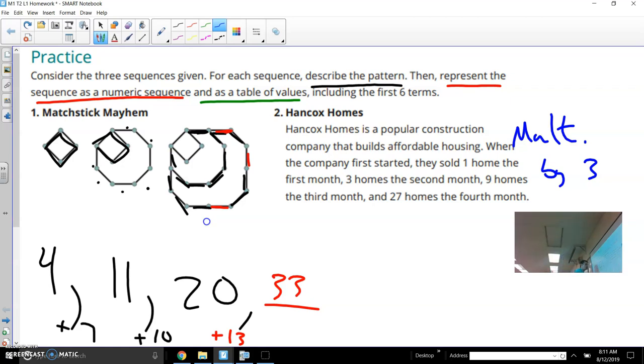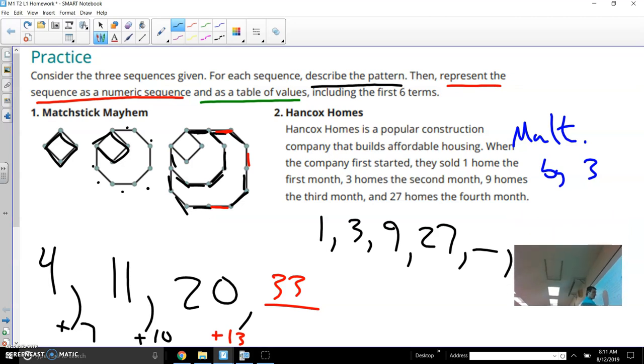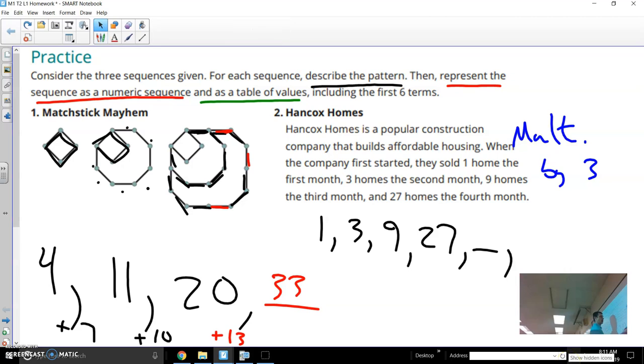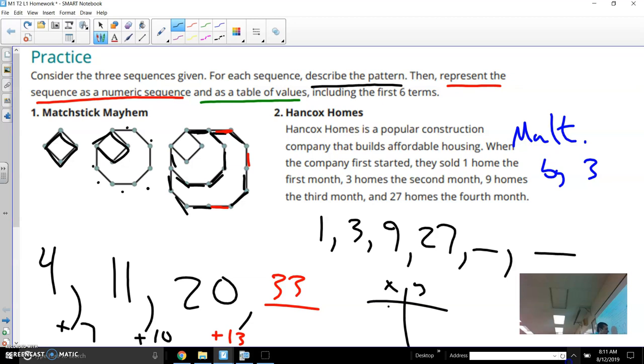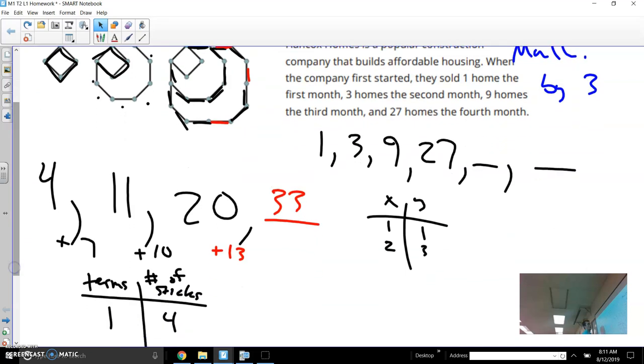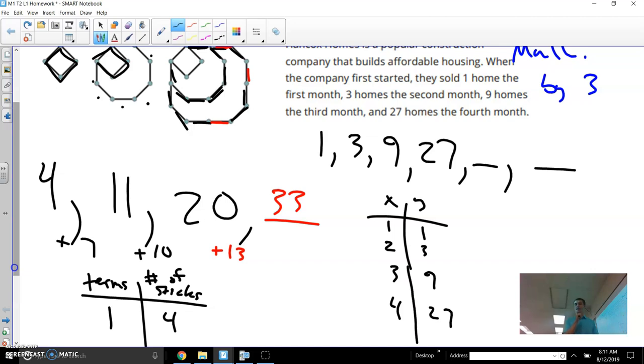So if I was going to kind of break this down, I would say, okay, the first time you get 1, and the second time you get 3, and then that third month you're getting 9, and then 27. So not too bad now that we know that it's multiplying by 3. And so go ahead and tell me what that next number would be. Putting that in a table wouldn't be very hard either. It'd be like 1, 1, 2, 3, 3, 9, 4, 27. And so once you know those next 2, you can kind of complete the table with the next 2 values.